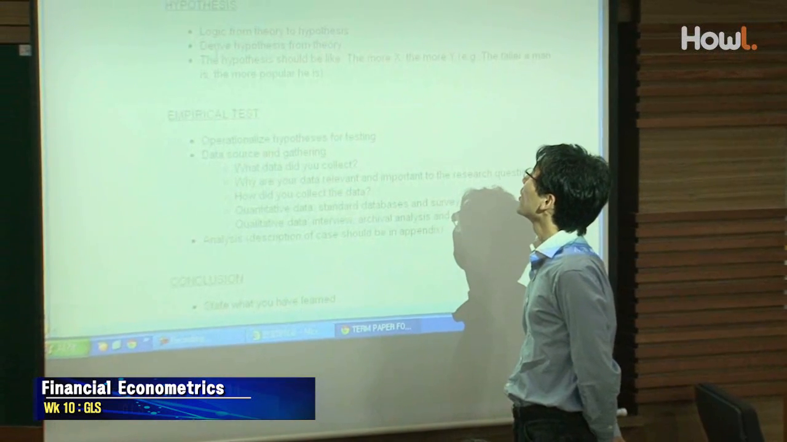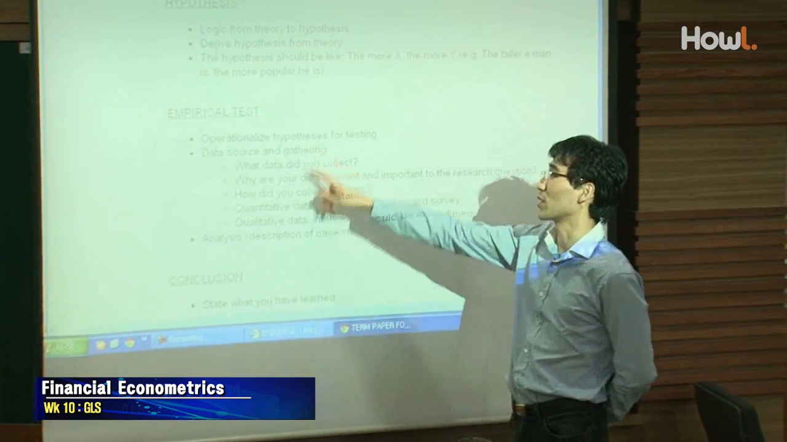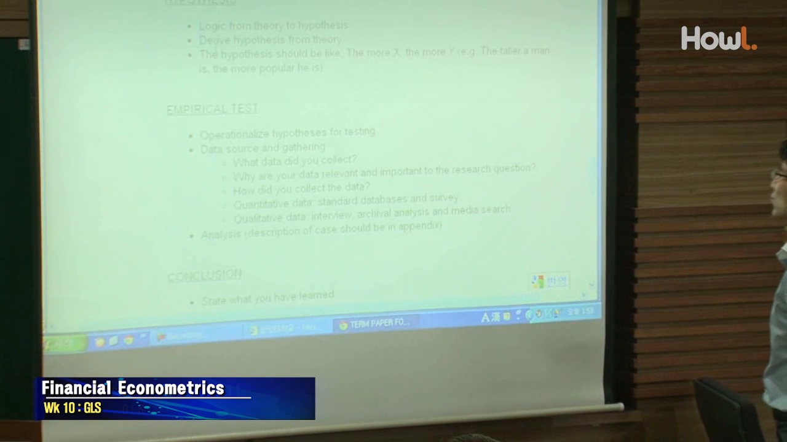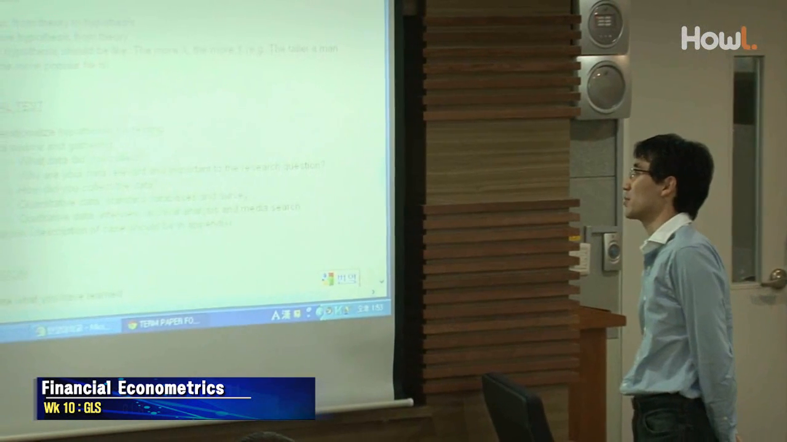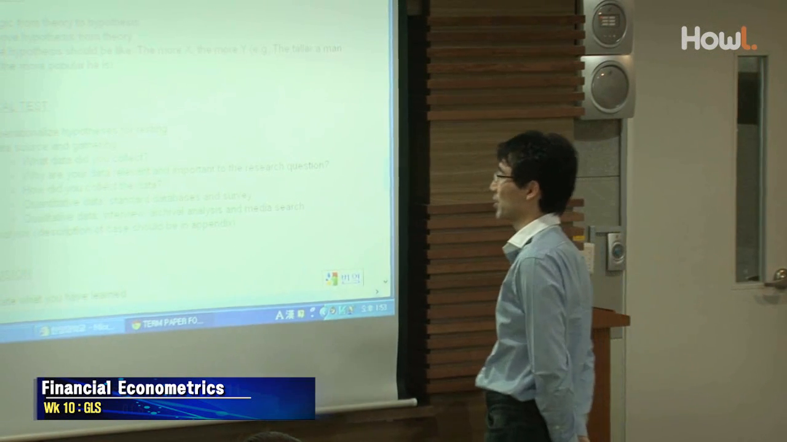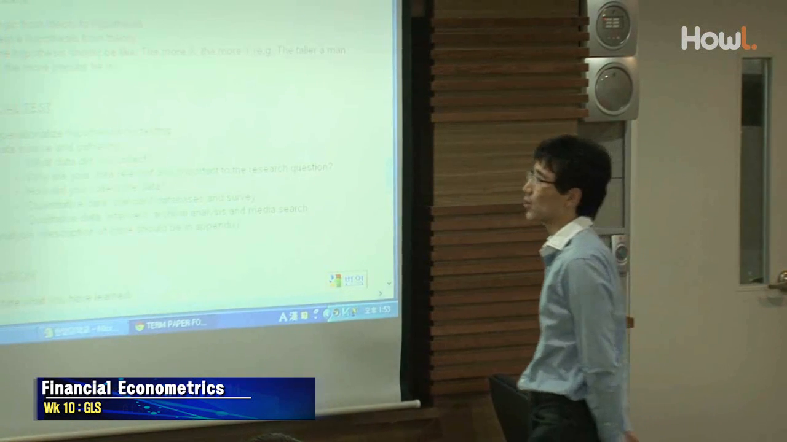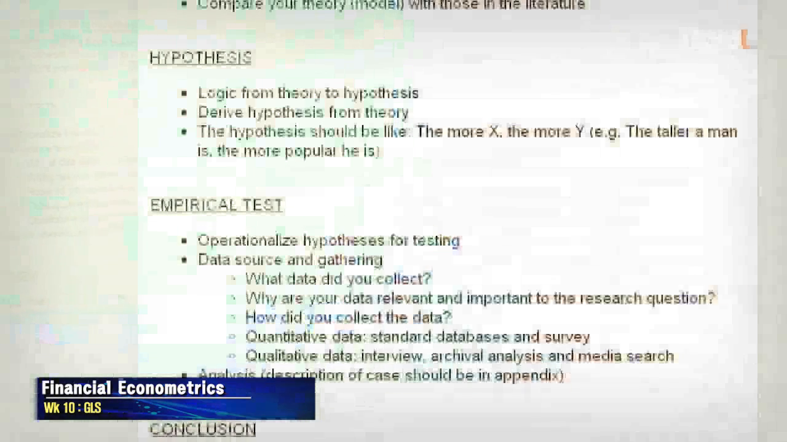And then you want to measure X and Y, and then you have to get the data. Think about the data source. What data did you collect? Why are your data relevant and important to your research question? How did you collect the data? Quantitative data means standard data and surveys; qualitative data is again interviews, archival, and media search. Then you have to do analysis. You have the data and your concepts, now match X and Y. See how Y changes as X changes.